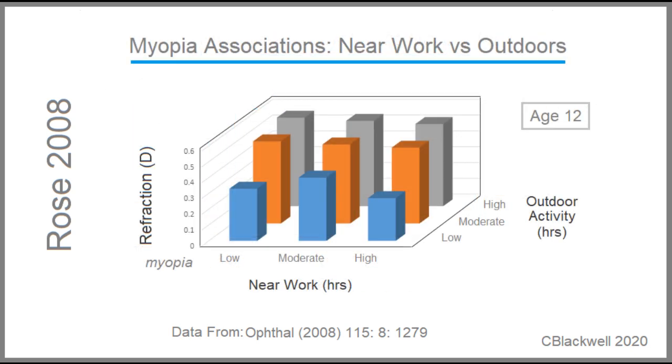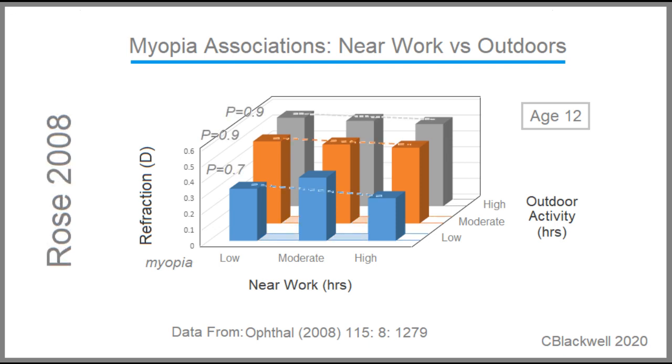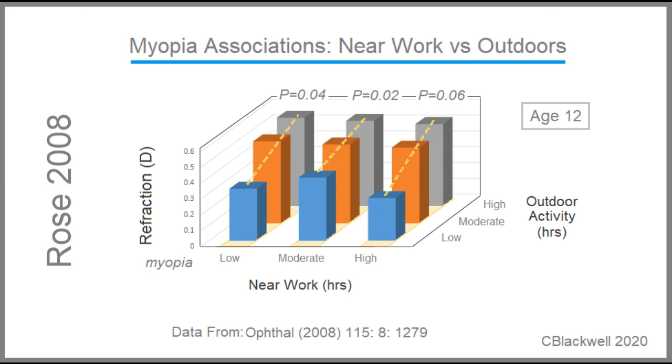This 3D chart looks at both risk factors together, near work and outdoor activity versus refraction. If you view this by level of outdoor activity, within each level the amount of near work does not make a significant difference in the refraction. That is, in each horizontal row the boxes are about the same height, confirmed by p-values ranging from 0.7 to 0.9. On the other hand, within each level of near work, the outdoor activity makes a significant difference. That is, in the vertical rows there is a clear trend of increasing height with the p-values given.